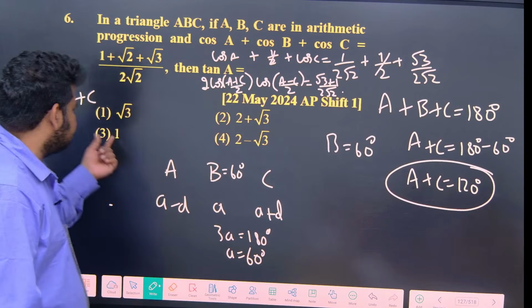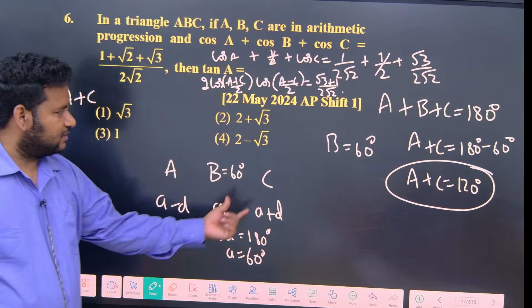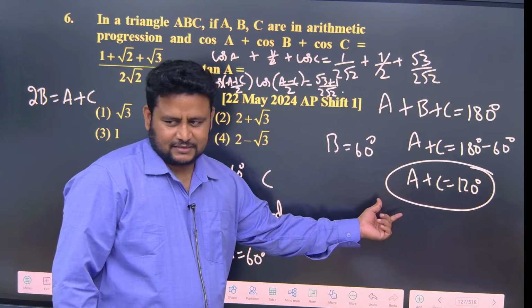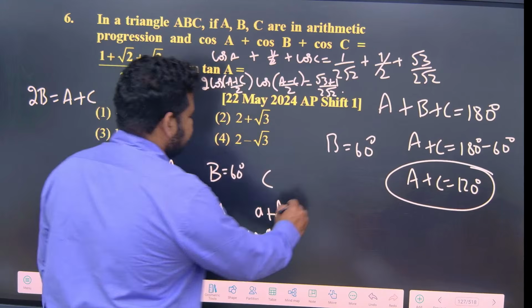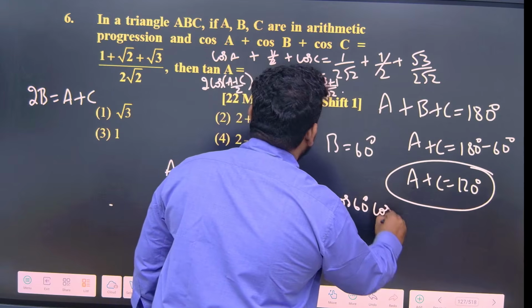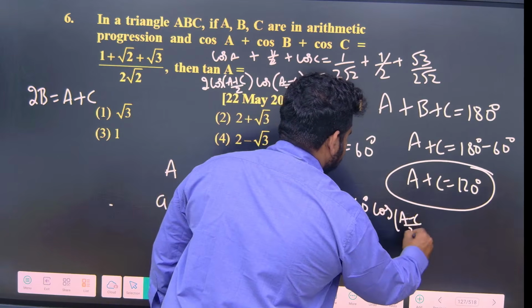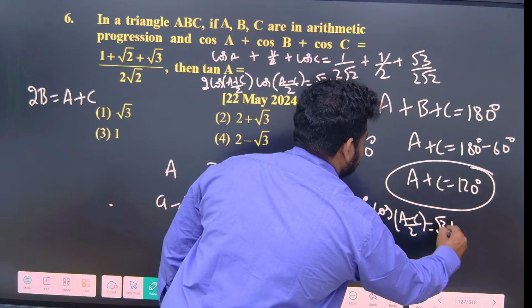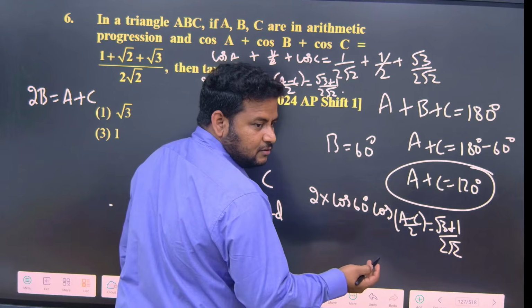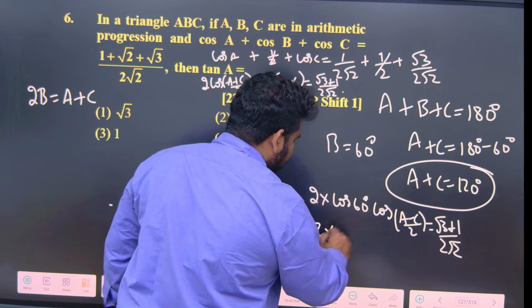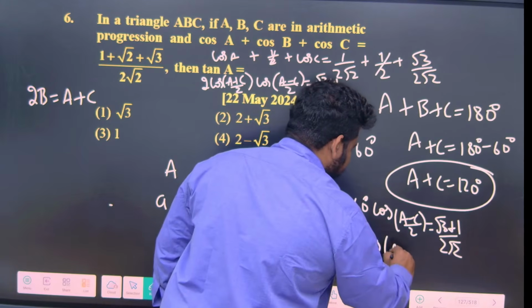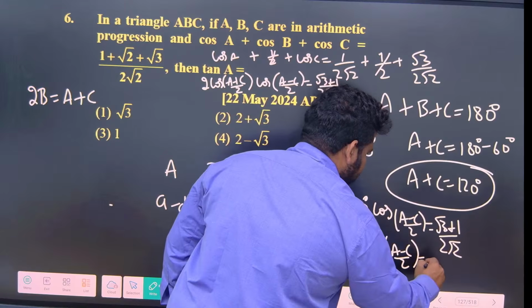A plus C is what, friends? We got 120. A plus C by 2 is what? 60 degrees. So we have 2 into cos 60 degrees into cos of A minus C by 2 is equal to root 3 plus 1 by 2 root 2. Cos 60 degrees is what? 1 by 2. So 2 into 1 by 2, the 2s cancel. We are left with only cos of A minus C by 2 is equal to what?